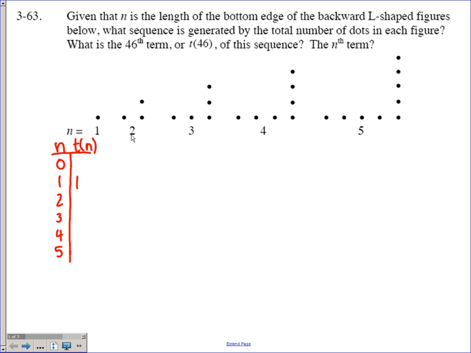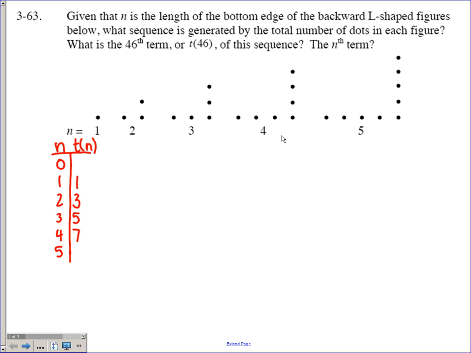The second term in the sequence, how many dots do we have? We count them up and we've got 3. The third term, we've got 3 here, and then we're adding an additional 2 more on the top. So we are looking at a total of 5. Fourth term in the sequence, we've got our 4 here, and now we're adding 3 more. So we have a total of 7.